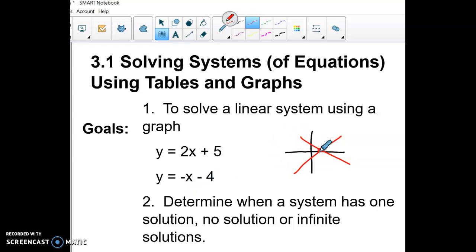Okay, so we're going to use the graph method to find an xy solution point where they meet, and then we're also going to talk about when the system has like one solution, no solution, or infinite. So sort of the normal case is there's one point of intersection, one solution, but there's these sort of special cases that we'll talk about in the second half of this lesson.